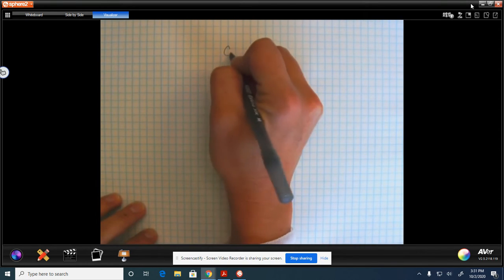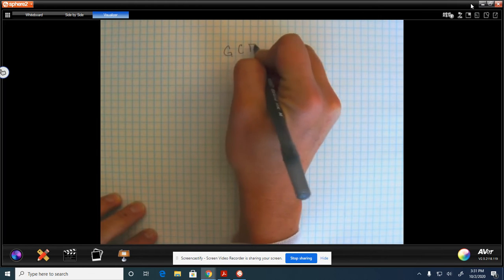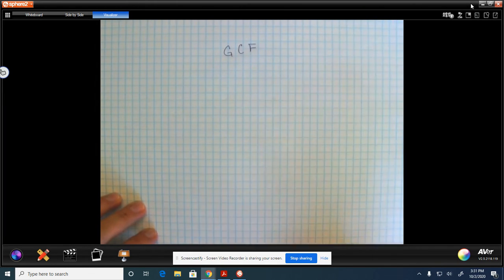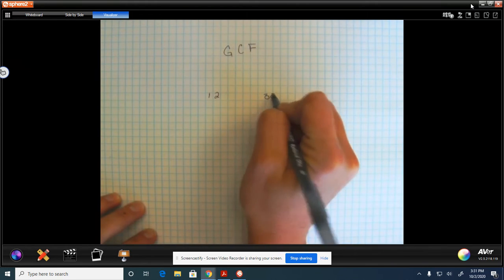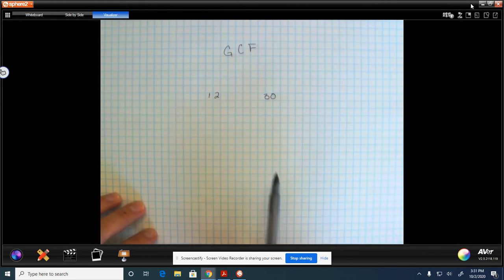Hello. So I want to show you a not so quick, but definitely foolproof and easy way to find a greatest common factor. So we're looking for GCF. So I'm going to choose the numbers 12 and 30. And I want to know what is the greatest common factor between 12 and 30. In other words, what's the largest number that both of these numbers can be divided by?